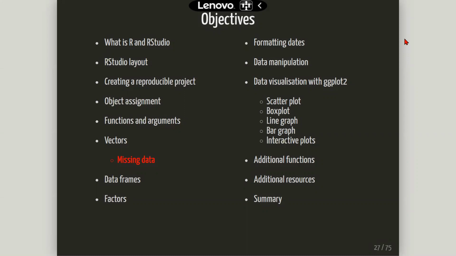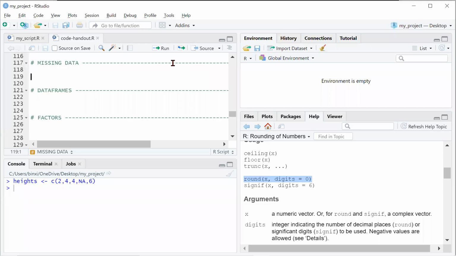In today's lesson, we will talk about missing data. Missing data are represented in vectors as NA. So let's go over to RStudio and create a new vector called heights.